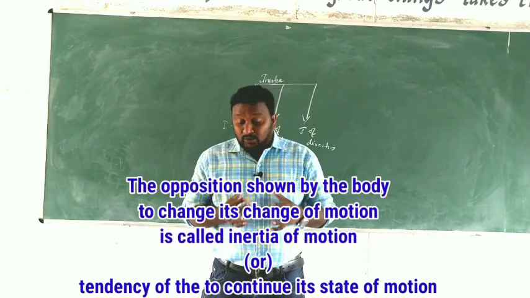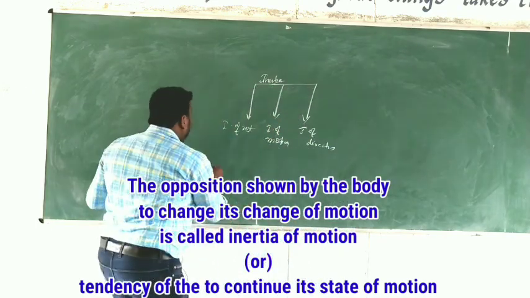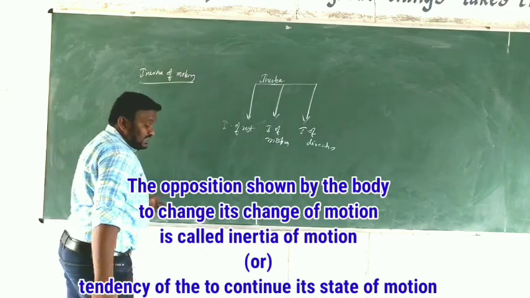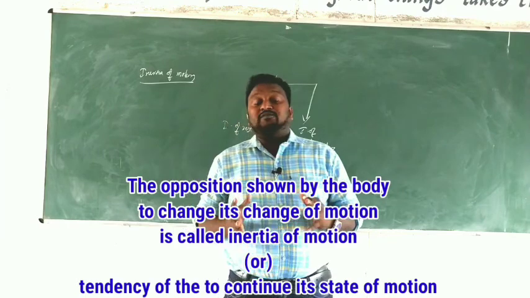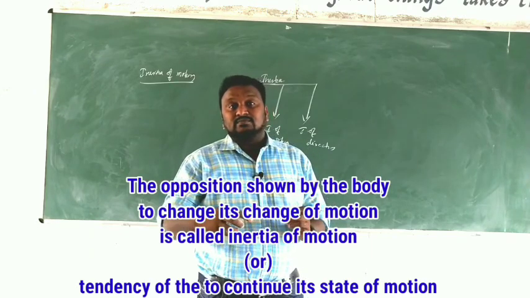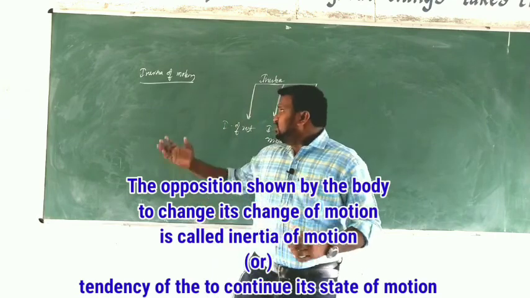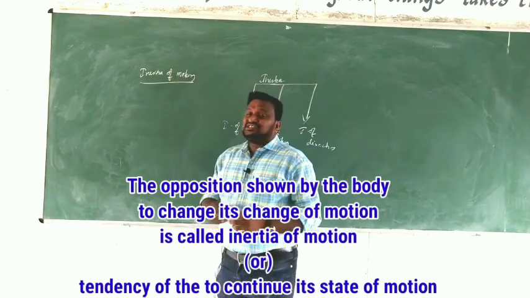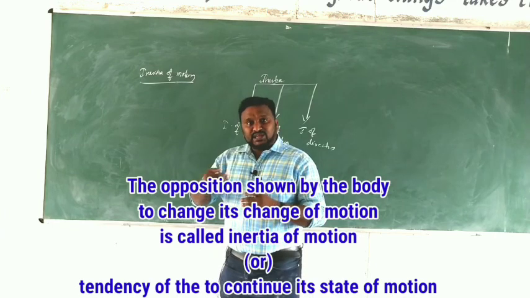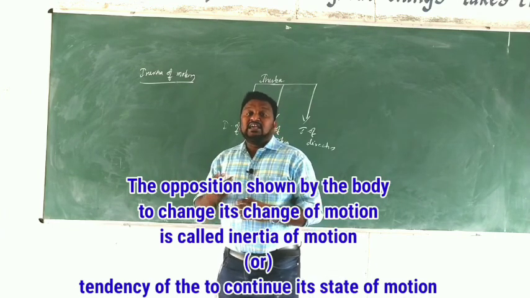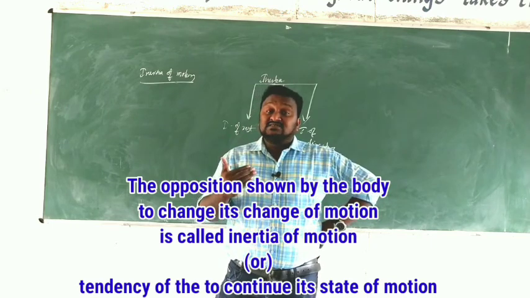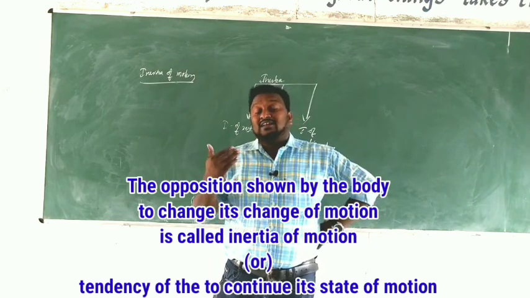And after that, now inertia of motion. The tendency of the body to want to stay in its state of motion is inertia of motion. Clear? Inertia of motion means the body is already in motion, and it wants to keep the same state of motion. That means the opposition shown by the body to change its state of motion is called inertia of motion.